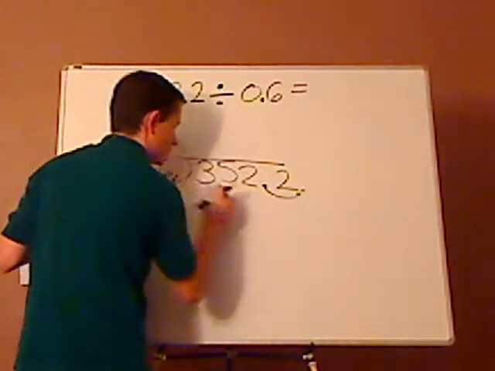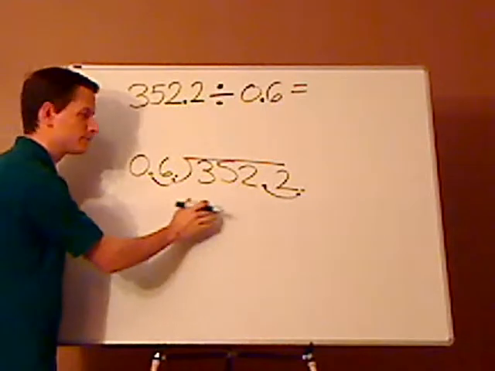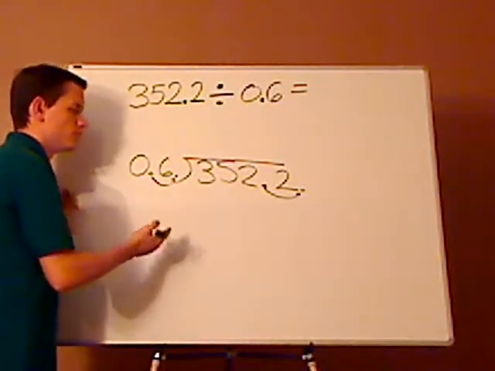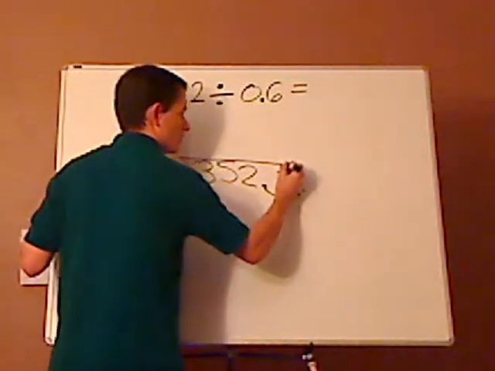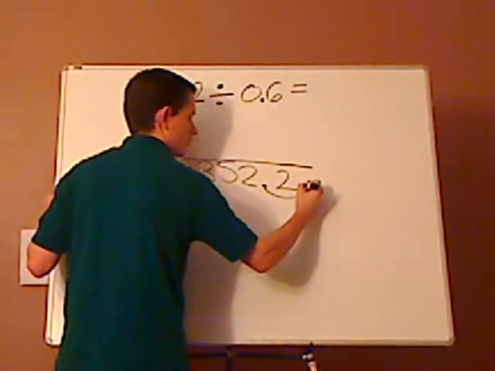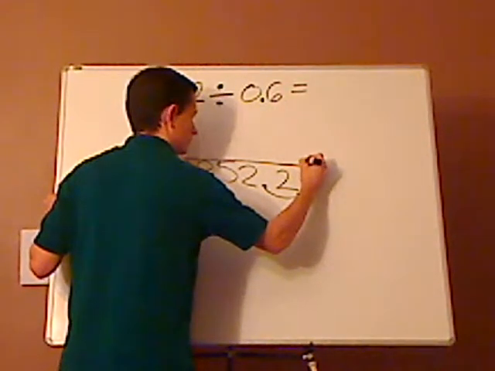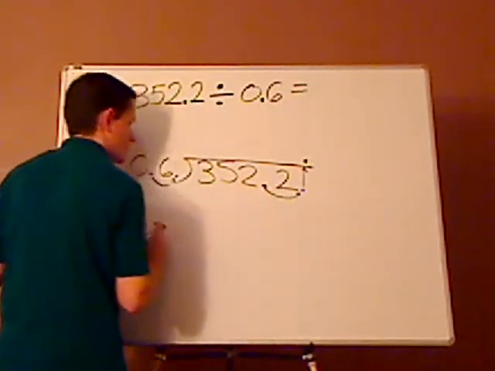Now, technically, what you're doing is you're multiplying each of these by 10. That's what you're doing. So the decimal place shifts. Now, on top of that, wherever you place it, that's where the decimal goes in your result. And then you just start from left to right when you're dividing.